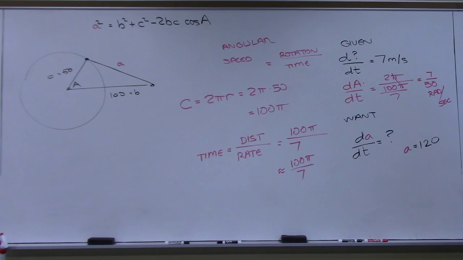We have her angular speed, dA/dt. It's always the same because she's running at a constant speed around the track. So that's how fast her angle is changing. It's changing at 7/50ths radians every second.